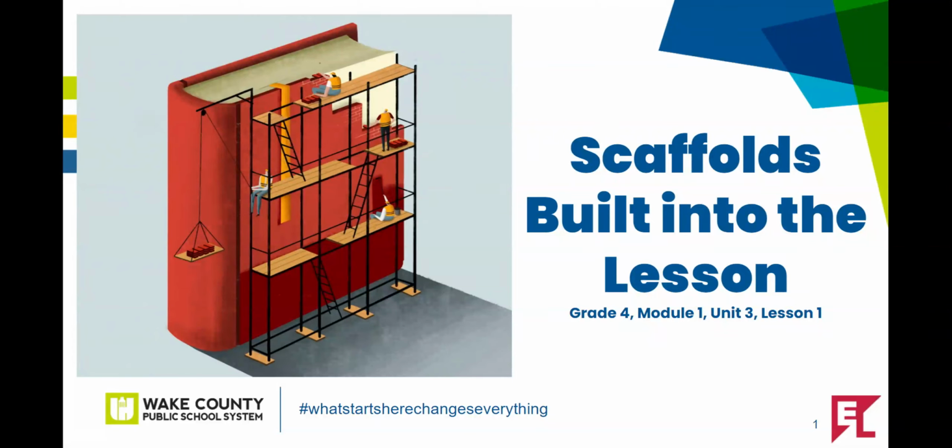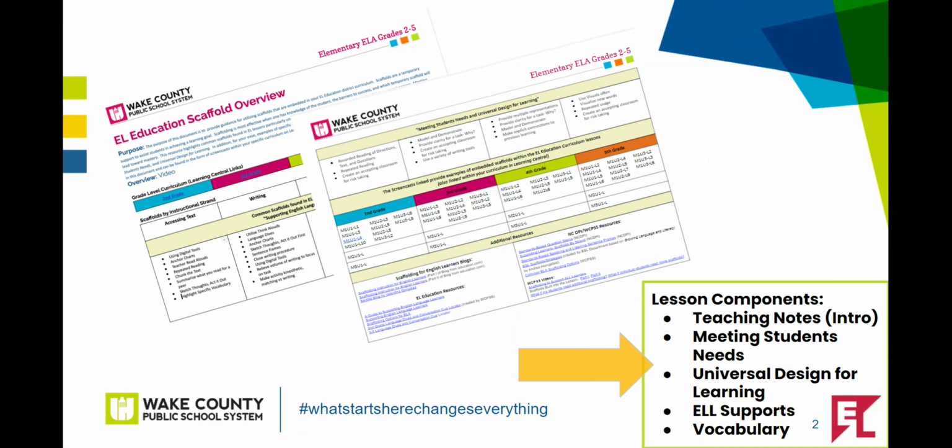Throughout this learning opportunity, we'll focus on examples of scaffolds that already exist within EL Education lessons using Lesson 1 from Grade 4, Module 1, Unit 3. An EL Education Scaffold Overview document for elementary ELA grades 2 through 5 can be found in Learning Central under the appendix within each grade level module and in the teacher planning tools for your grade level curriculum. Please refer to this document for additional supports as you plan.